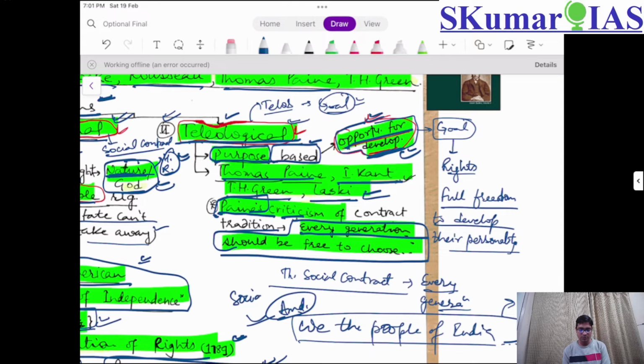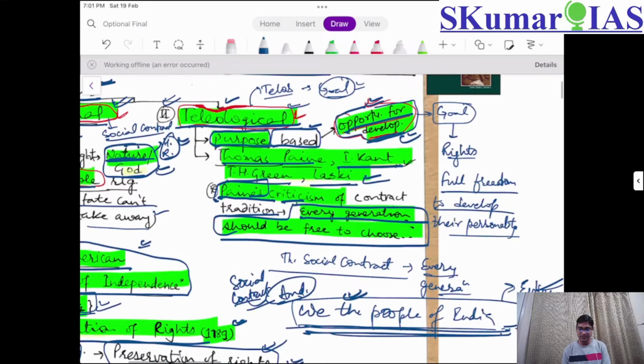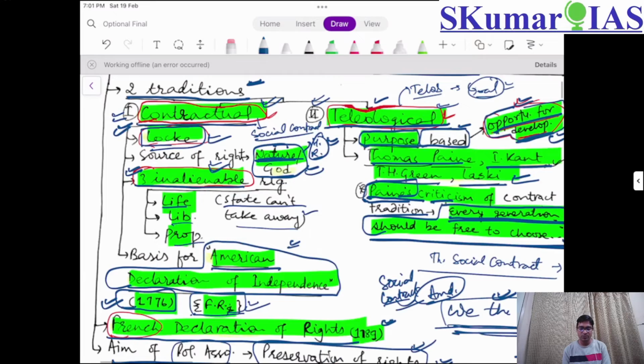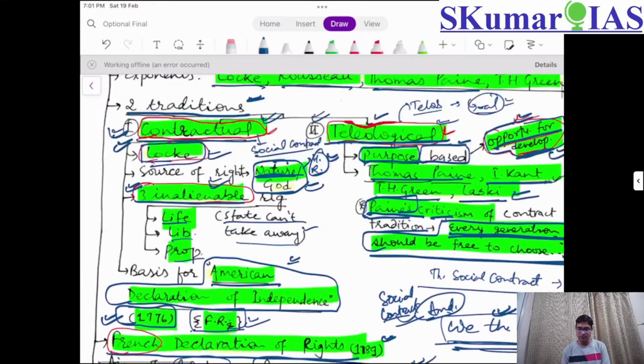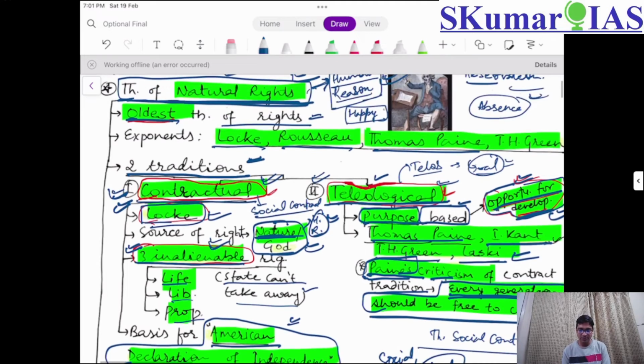Social contract. Constitution is a contract where all the Indians, we the people of India, make a contract with the state and among ourselves, that we will follow certain guidelines, rules, norms. And Thomas Paine says the exact thing, that every generation should be free to choose the contract. That's why he criticized the contractual theory of rights under the natural tradition. So these were the different traditions under the theory of natural rights.